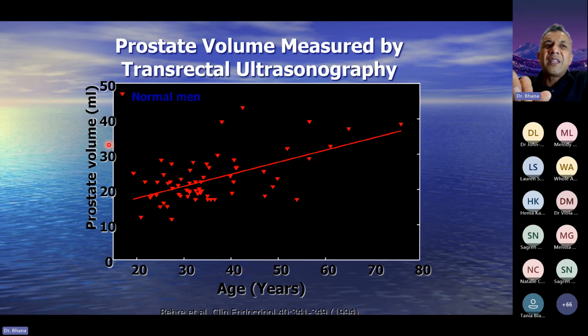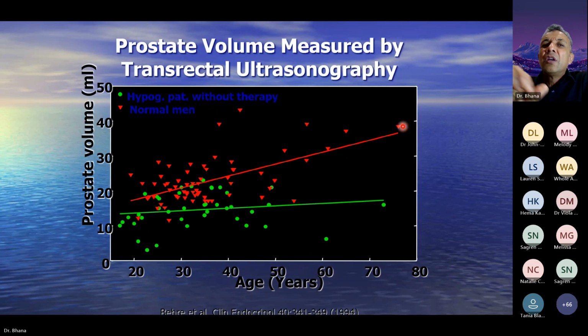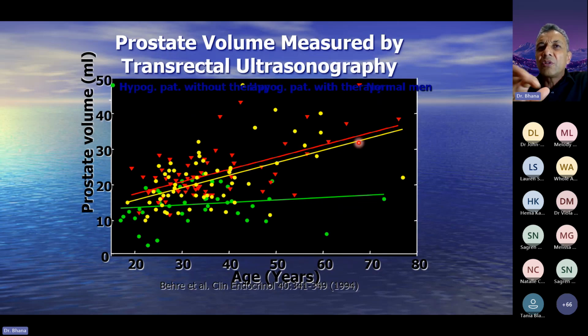And so if you look at prostatic volume in normal men, the natural progression is for prostatic volume to go up. That's why most men by the age of 85 will have benign prostatic hypertrophy. What happens in men with low testosterone? Well, their trajectory is lower. So when you give them testosterone, all they've done is they've caught up to the men that were having normal testosterone projections.